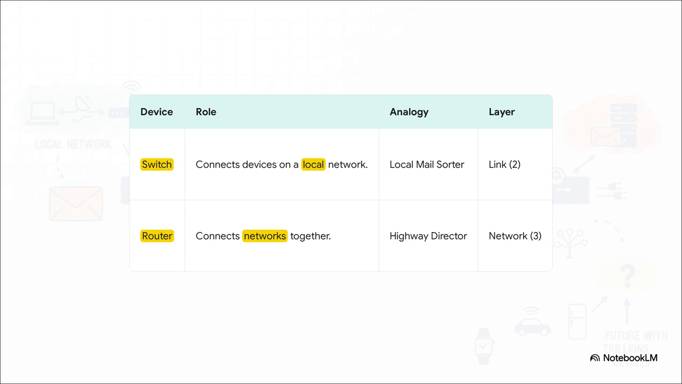Now, this slide is absolutely key because people get these two things confused all the time. First, you have a switch. A switch is just the local mail sorter. It only works inside your local network, using those MAC addresses to shuffle data between your laptop, your printer, your TV. But a router, well, a router is the interstate highway director. Its job isn't to connect your devices to each other. Its job is to connect your entire network to other networks. It's the on-ramp from your quiet little street onto the global internet.